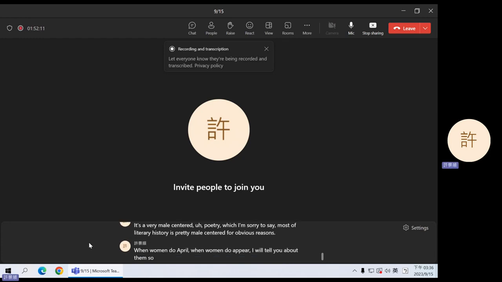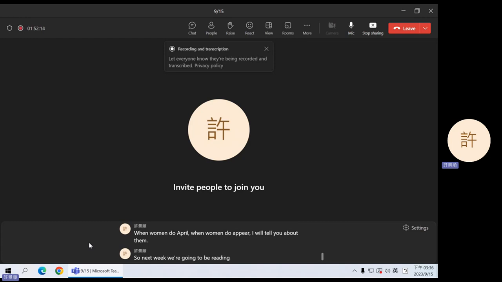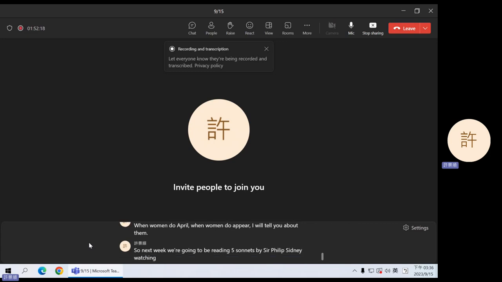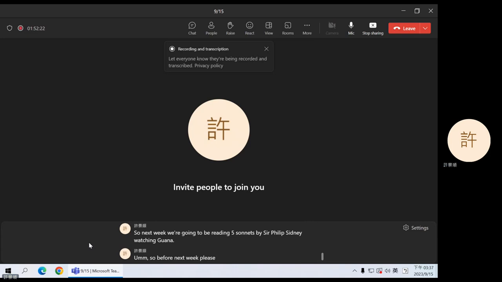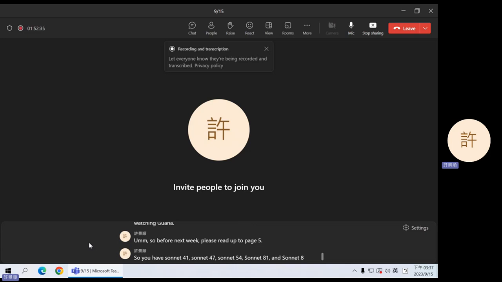So next week, we're going to be reading 5 sonnets by Sir Philip Sidney, Wo Jing Guan. So before next week, please read up to page 5. So you have sonnet 41, sonnet 47, sonnet 54, sonnet 81, and sonnet 87, these 5.